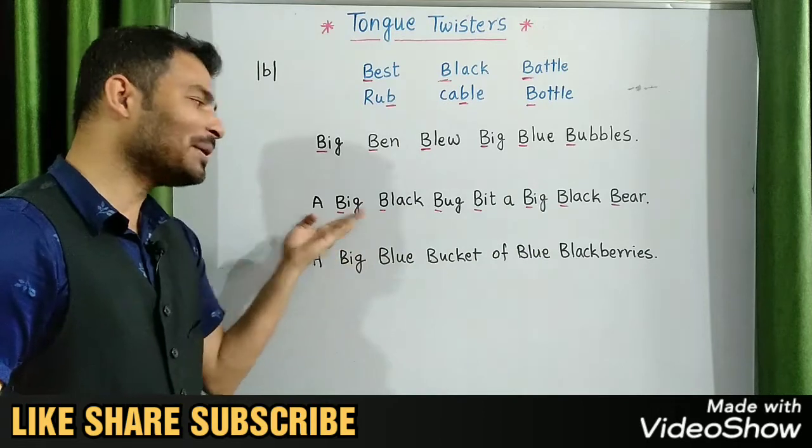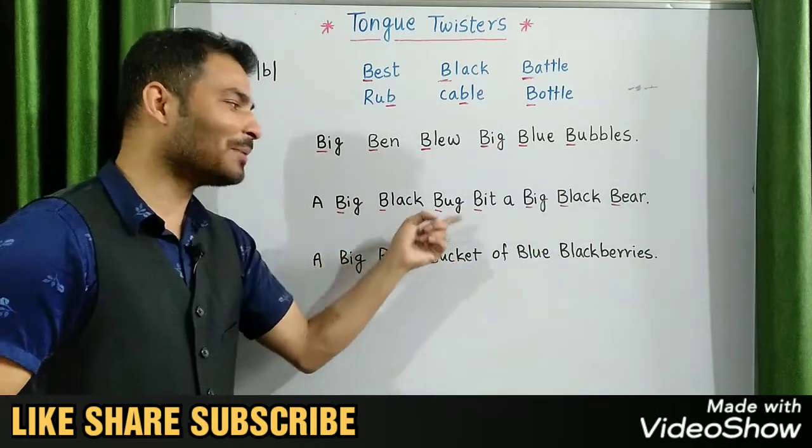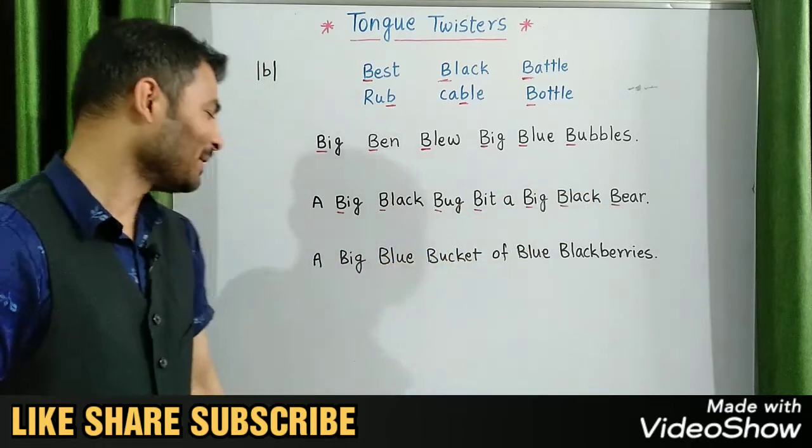How do you say it? A big black bug bit a big black bear, right? A big black bug bit a big black bear. That's right. Move on to the next.